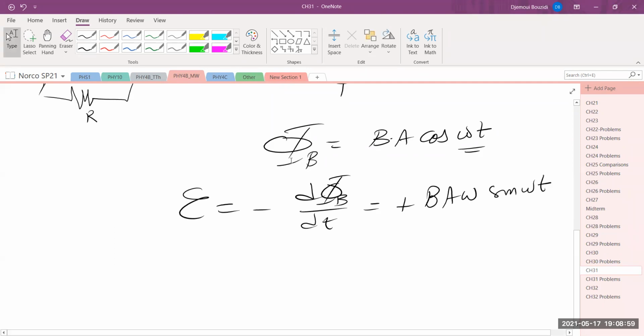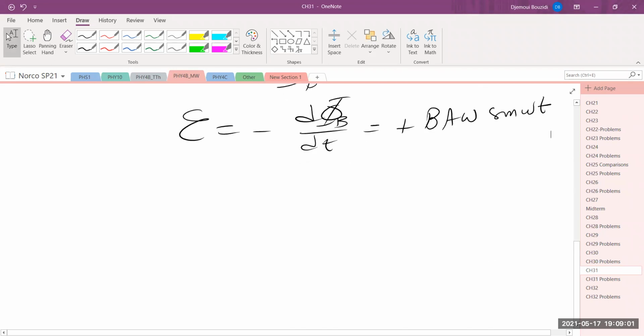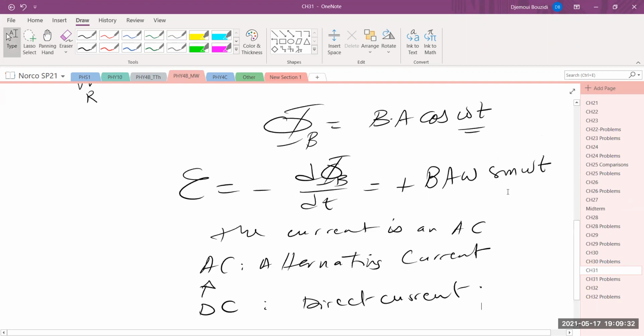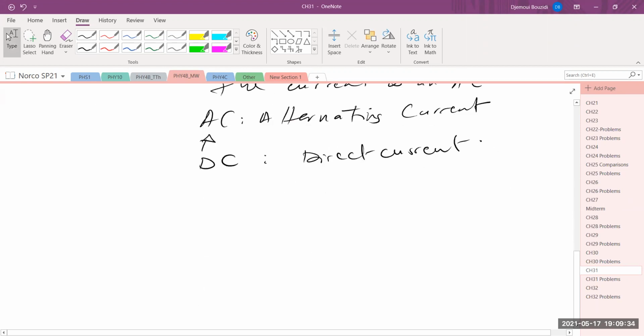So this current is an alternating current. So the current is an AC current. AC stands for alternating current, as opposed to a steady current, which is a DC current. DC stands for direct current. Okay, so we have a way now of finding a current that changes with time.